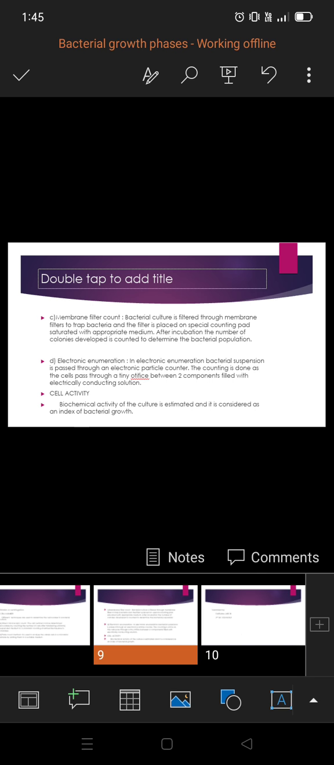The last one is cell activity. Here, the biochemical activity of a culture is estimated and it is considered as an index of bacterial growth. For example, production of a metabolic end product like an organic acid is estimated and considered as an index of growth. The assumption is that the amount of the product estimated is proportional to the magnitude of the growth.